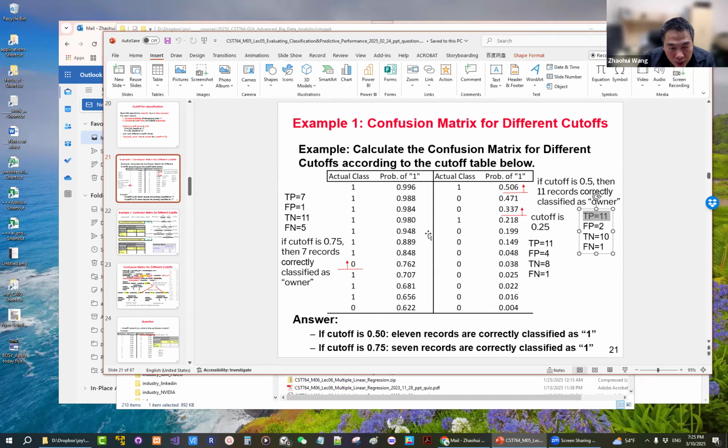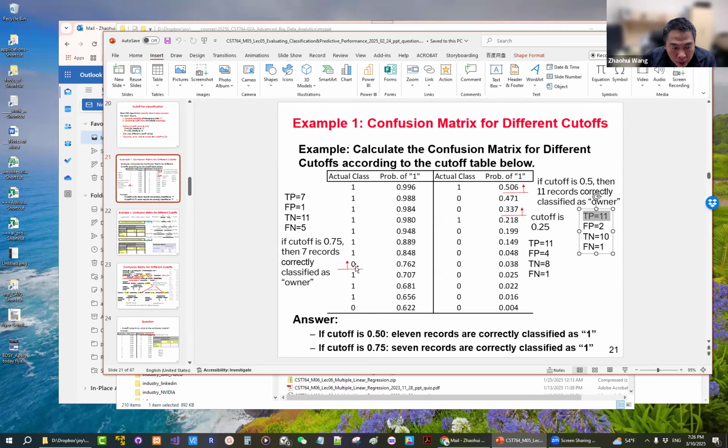Beyond this line, all the cases will be predicted to be 1. So this is the meaning of the cutoff value. Based on the cases, we can count the number of actual 1s beyond the cutoff line: 1, 2, 3, 4, 5, 6, 7, 8, 9, 10, 11. Meaning 11 cases are actually 1 and are also predicted to be 1, so the true positive is 11.